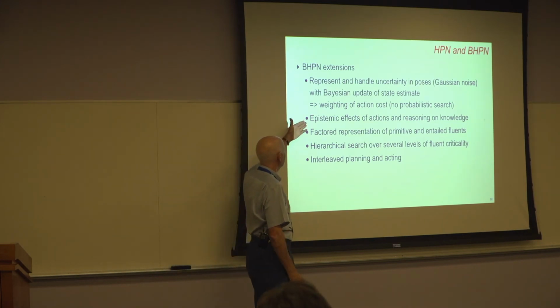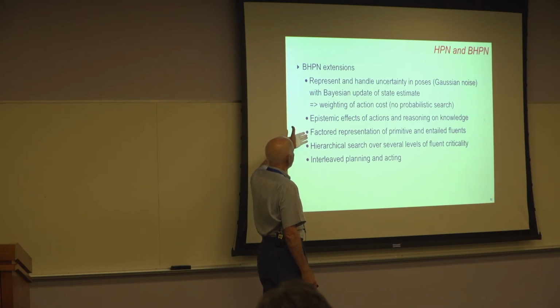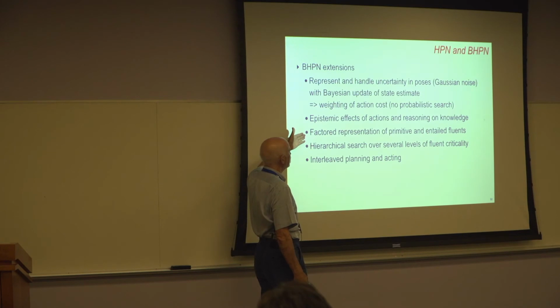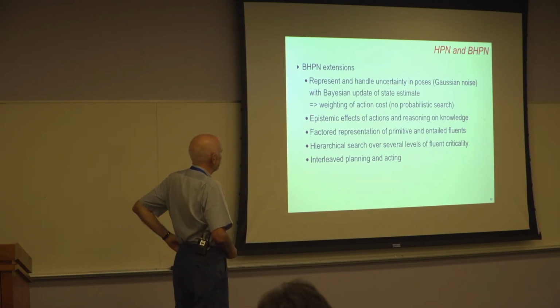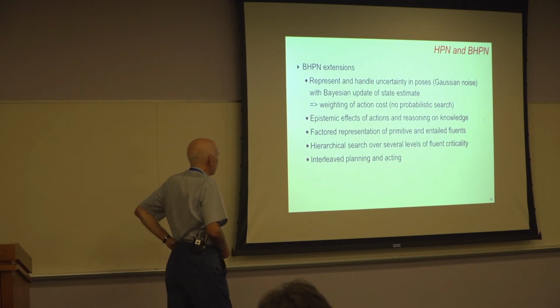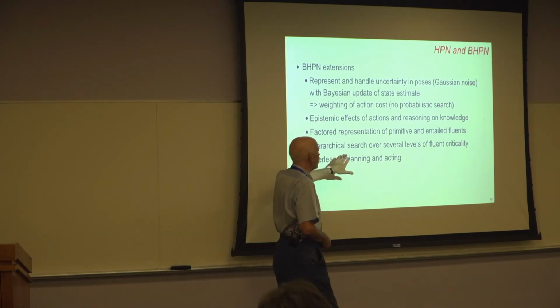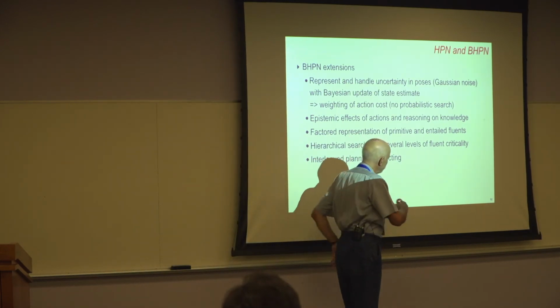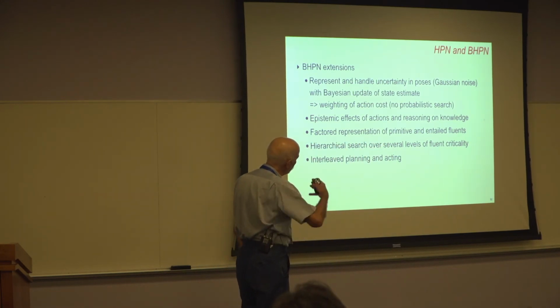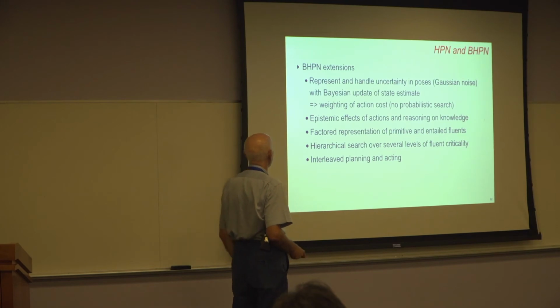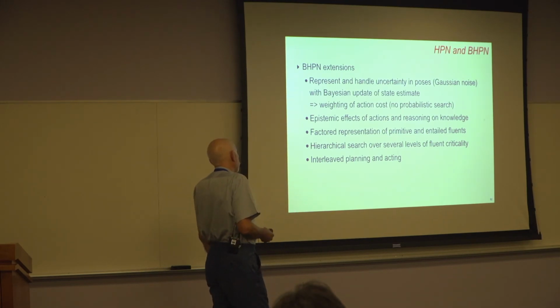This is quite important. Regarding the efficiency, you have factored representations of primitives and entailed fluents. This is the usual factored representation of task planning, and you perform hierarchical search over several levels of fluent criticalities. At the most critical fluents, when you are happy with the plan, then you refine for the less critical fluents, but you need to define criticalities. And again, you have interleaved planning and acting.